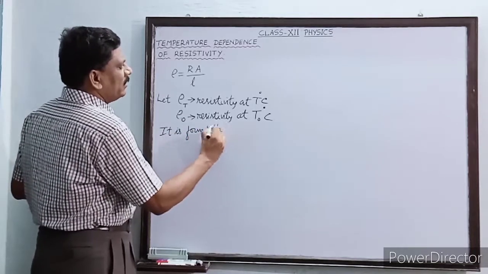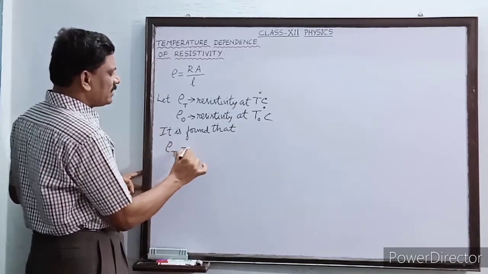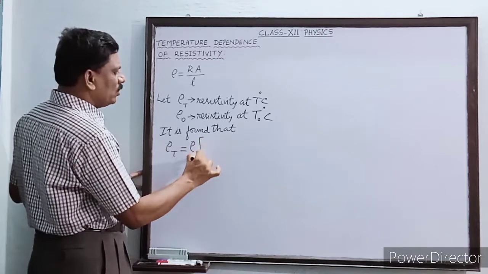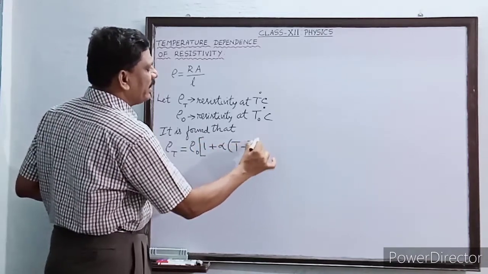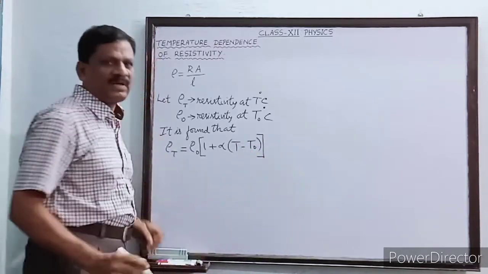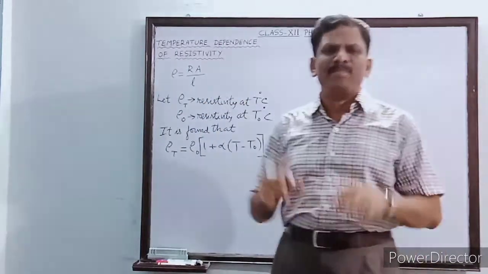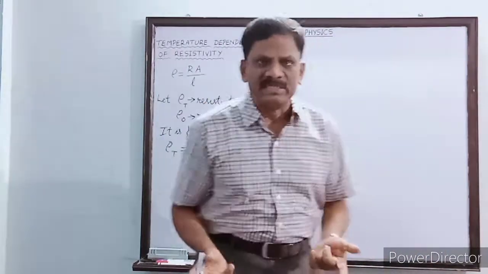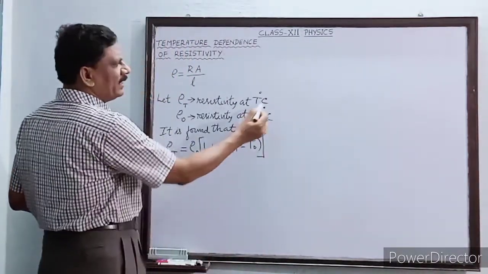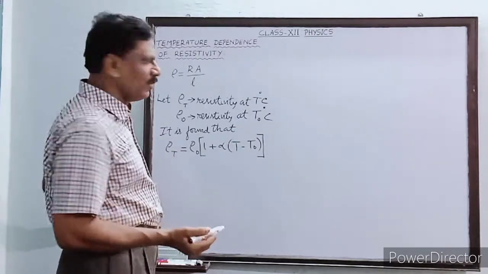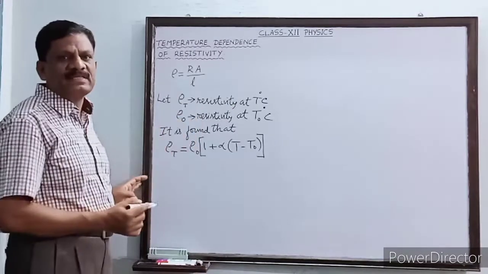It is found that there is some relationship between these two, that is rho suffix T is equal to rho naught into 1 plus alpha times T minus T naught. So this is the expression relating the specific resistance or the resistivity of a material at two different temperatures. You can take in this case that T is greater than T0, for example.